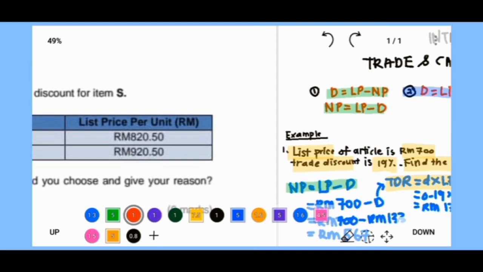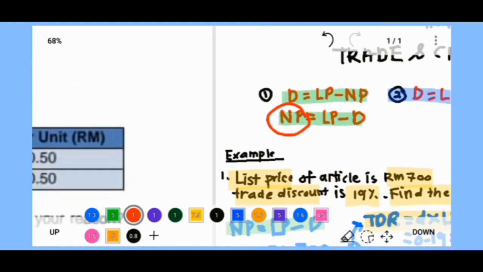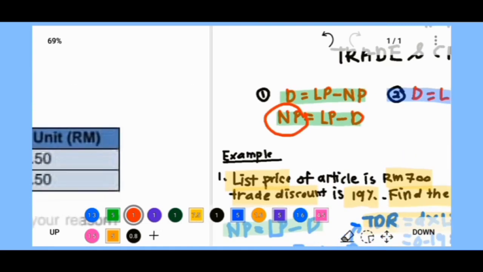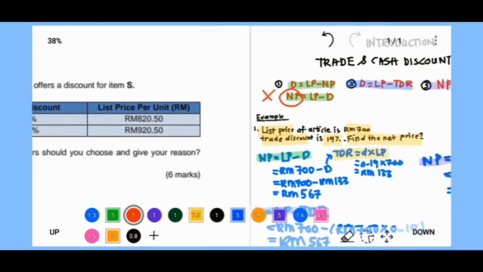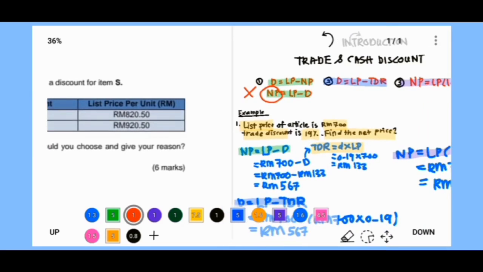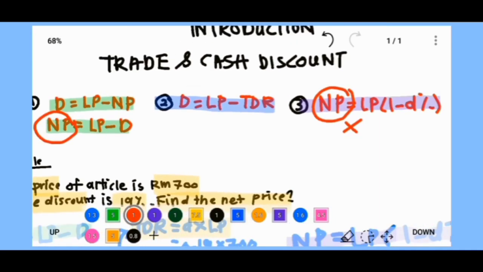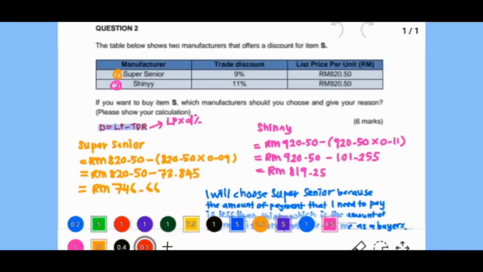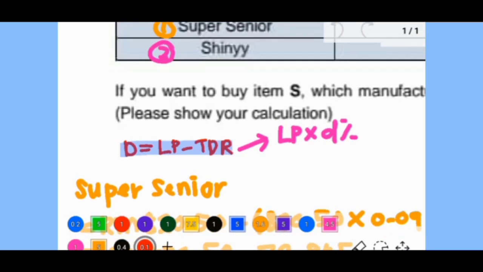No. Why? Because it has the amount of net price, but for our question there is no information about net price. So the first formula we can't use in this question. Second formula maybe, and third formula no. Why? Because we don't have any information about net price, so we need to use the second formula. Let's do Super Senior first. So put in this formula, which is trade discount equals list price times trade discount rate.